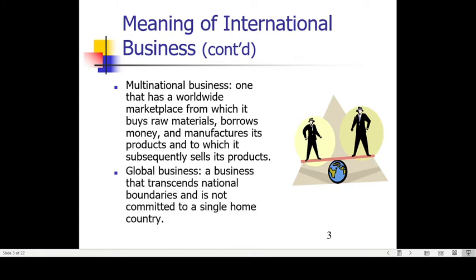Next, we have the global business. A global business transcends national boundaries and is not committed to a single home country. So, global business, ibig sabihin, hindi lang siya nag-operate sa isang country o yung mother unit niya hindi lang sa isang country, kundi sa maraming bansa.